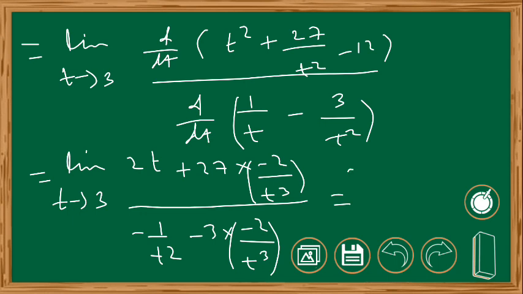This is limit t tends to 3. In the numerator it will be 2t minus 54 by t cube, right? Now divided by, okay, so let me use another page for this, it is not getting enough space.